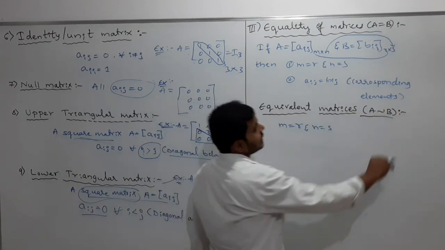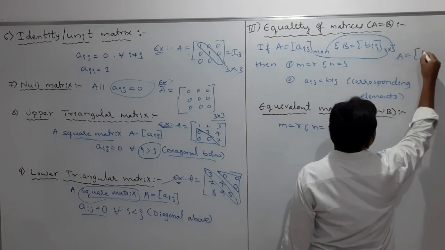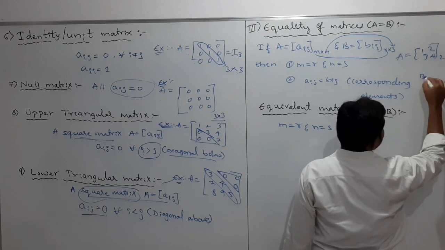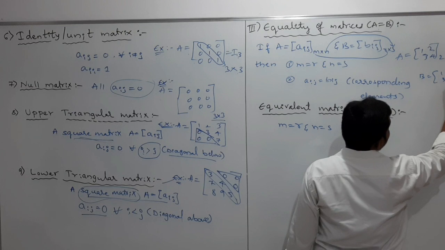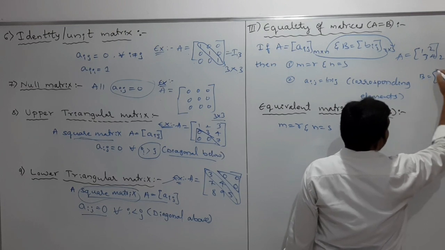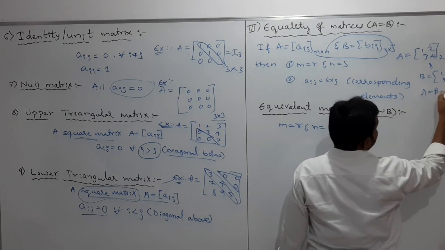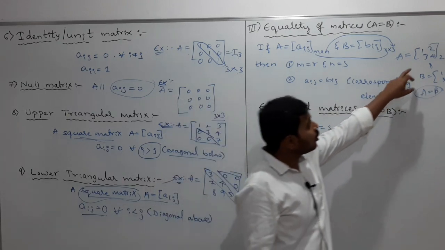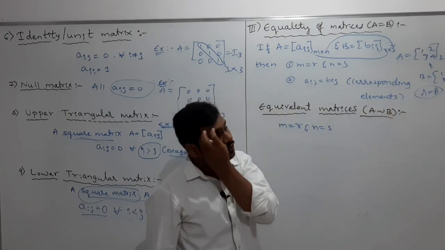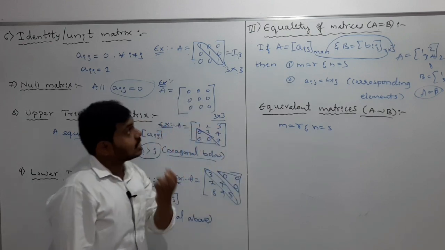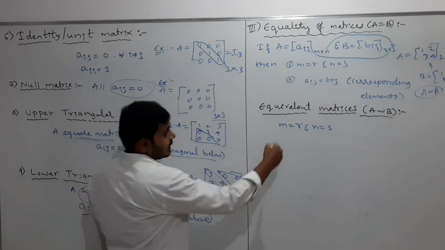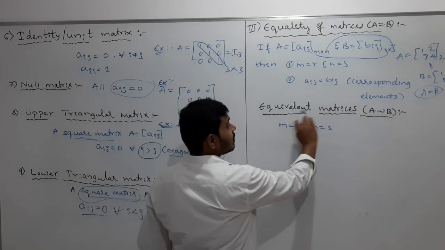Understood? I can take an example. A equals 1 2 3 4. This is a matrix of the order 2 cross 2 and another matrix B equals 1 2 3 4. This is also a matrix of the order 2 cross 2. Here A equals B because both are of the same order and the corresponding elements are also the same. So these two matrices are equal. Clear? Similarly, we can take the next one, equivalent matrices.